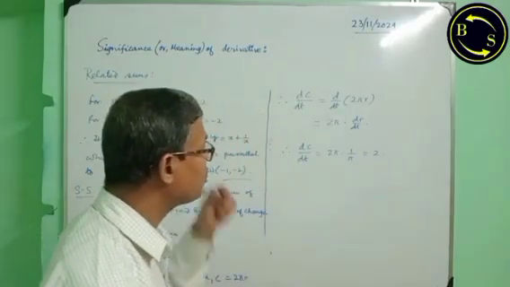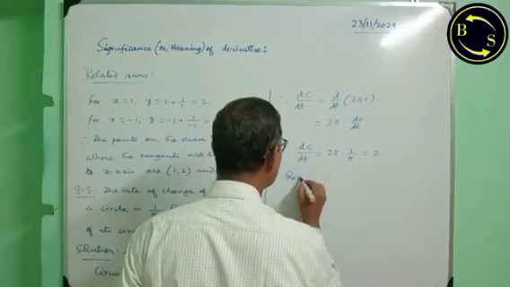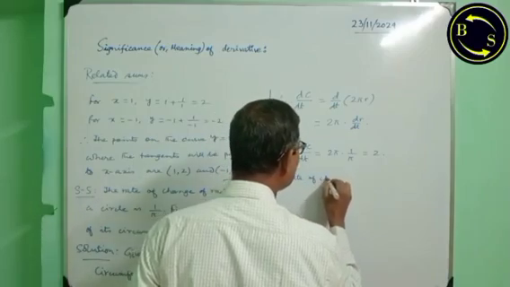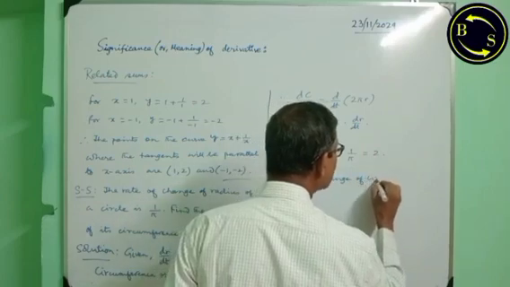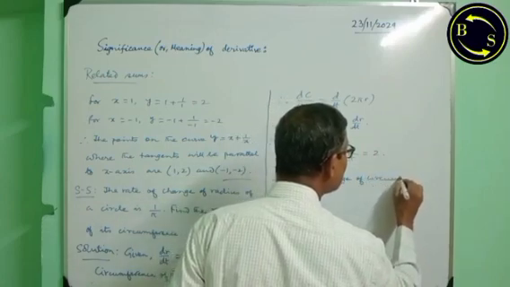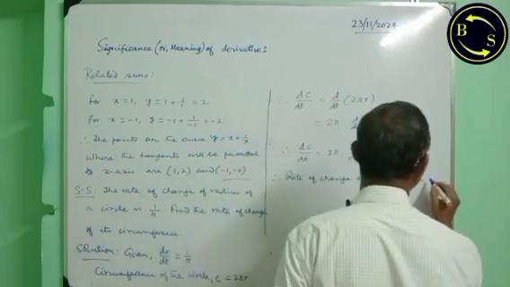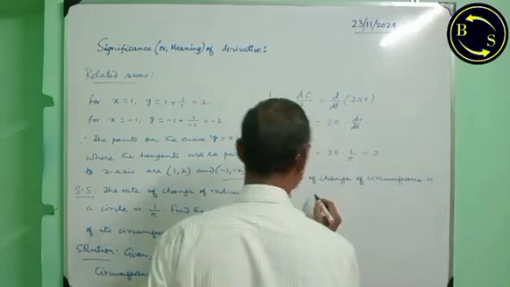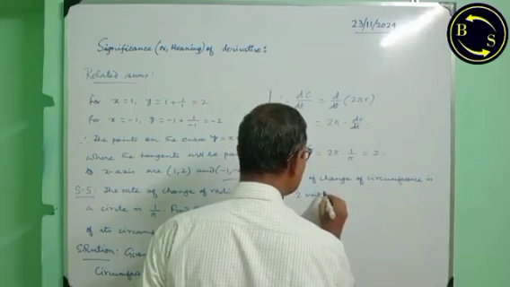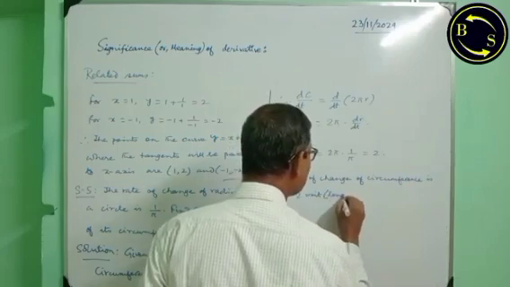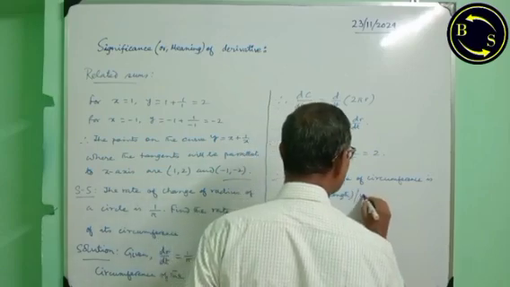That means rate of change of circumference is 2 unit. This is actually unit of length per unit time.